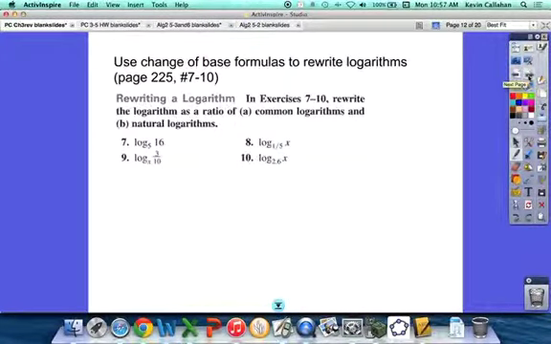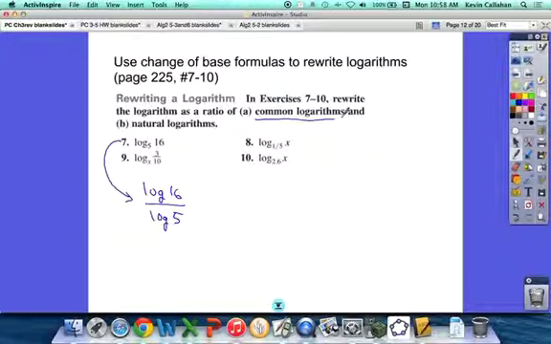Okay, use change of base formulas to rewrite a logarithm. How do you use a change of base formula to rewrite log base 5 of 16? Yeah, it's the log base 10 of 16 over the log base 10 of 5. So that's the part where it says write it as a common logarithm. That's the common logarithm. What would that look like as a natural logarithm?